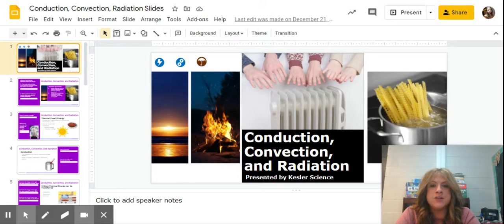Okay, so today we're going to talk about conduction, convection, and radiation. And they all deal with thermal energy. Thermal energy is heat. So anytime you see thermal, it means the word heat. Thermal, heat, thermal, heat. I want to make sure you know that. Now, conduction, convection, and radiation, like I said, are three different types of heat transfers.